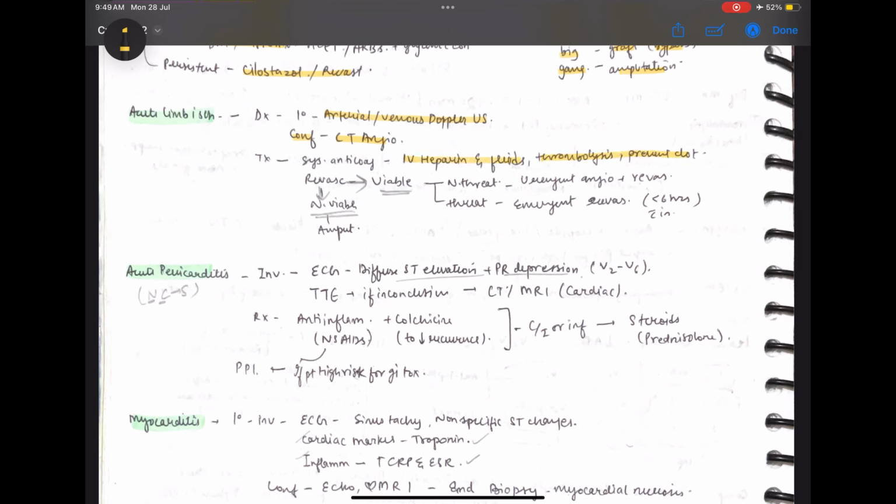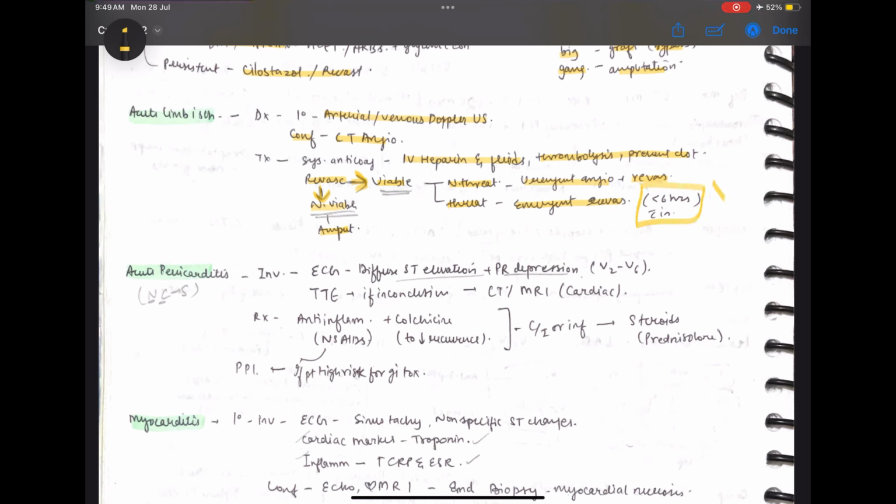Now when we are thinking about revascularization, the first thing we have to see is if the limb is viable or non-viable. If the limb is non-viable, then amputation is the only choice that we have. And if the limb has viability in it, then we have to see if it is a non-threatening or threatening injury. If it is non-threatening, then urgent angiography you can do and the revascularization process you can start. And if it is a threatening injury, then emergent revascularization we have to do, and the time frame for it is within 6 hours you have to complete it.